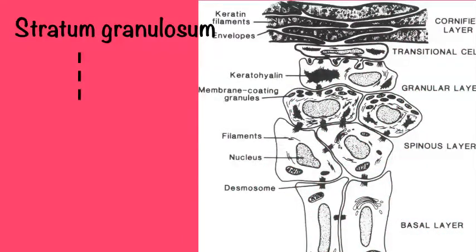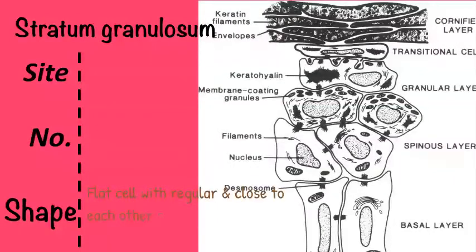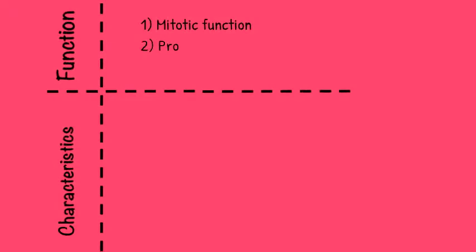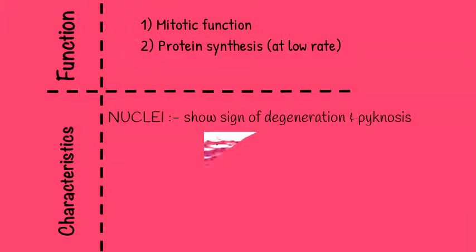The third layer is stratum granulosum. Stratum granulosum is composed of cells flatter and wider than spinous cells, arranged in 4 to 8 layers. Proteins are still synthesized but at a reduced rate. The nuclei show signs of degeneration and pyknosis.